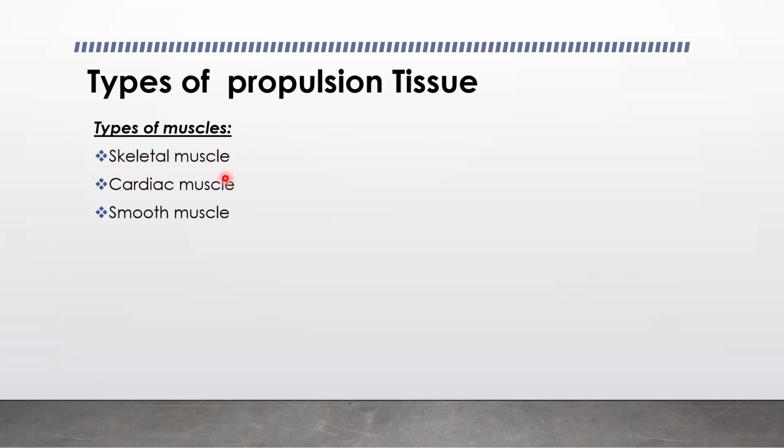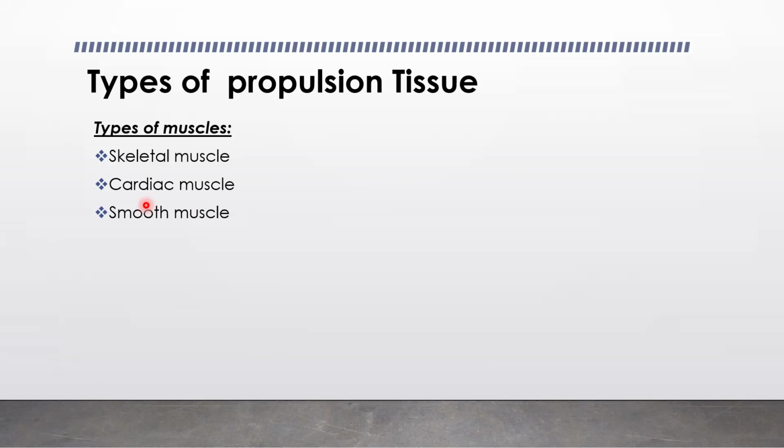Then cardiac muscles are just muscles that are found in the heart. Cardiac comes from the word cardia, which is the heart. So cardiac muscles are found in the heart only. The smooth muscles are muscles that are found in three tracts. They are found in the respiratory system, in the gastrointestinal system, that is the GIT, and in the genitourinary system.